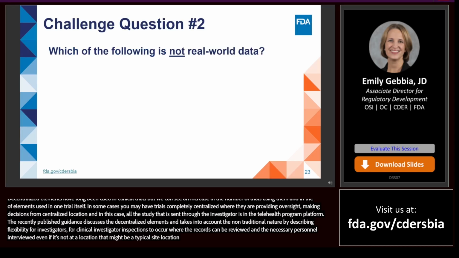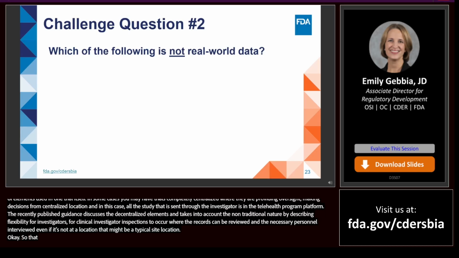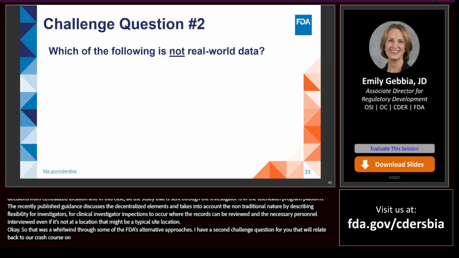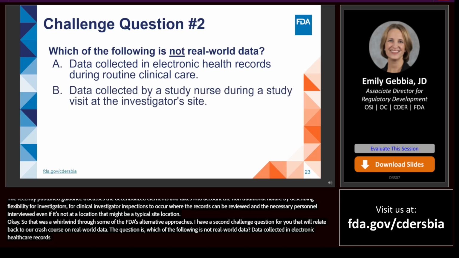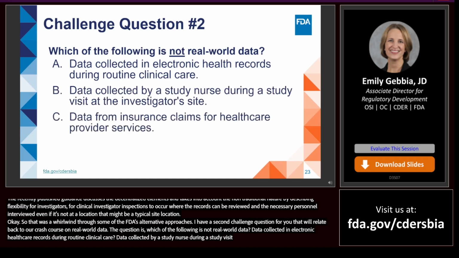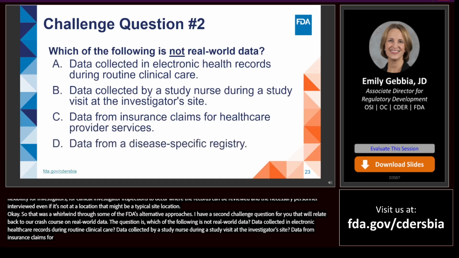Okay, so that was a whirlwind through some of FDA's alternative approaches. I do have a second challenge question for you that relates back to our crash course on real-world data. And the question is, which of the following is not real-world data? Data collected in electronic healthcare records during routine clinical care. Data collected by a study nurse during a study visit at the investigator's site. Data from insurance claims for healthcare provider services. Or data from a disease-specific registry.